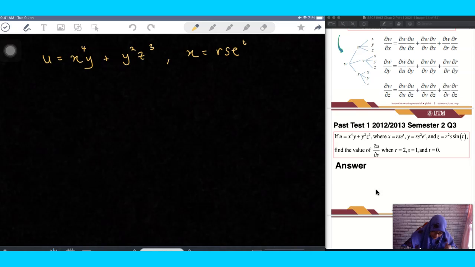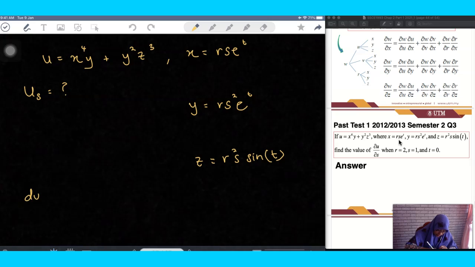And then y is r s squared e^t, and then z is r squared s sine t. So be careful, don't copy a wrong question. You are asked to get u_s.